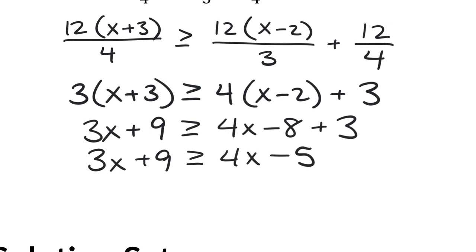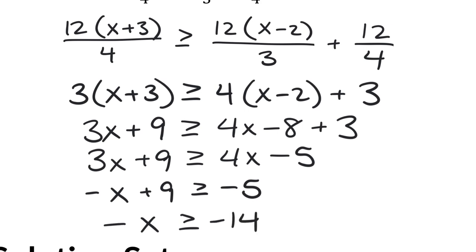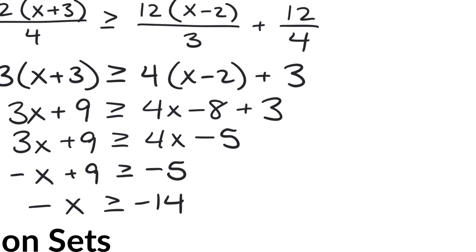I suggest for you to always move x's to the left when you're using inequalities. It reduces some mistakes. So if we move these 4 x's to the left, I end up with negative 1x. I know that means I'm making my x's negative. I'm doing that on purpose. Subtract 9 from both sides, so I end up with negative x greater than or equal to negative 14.